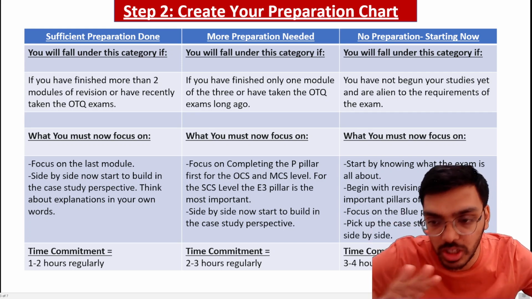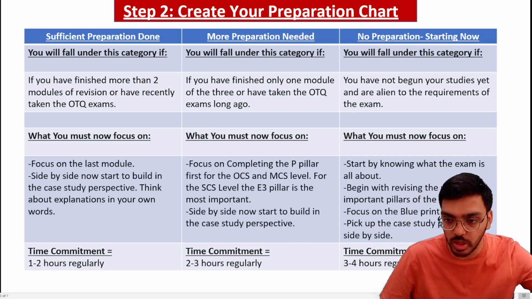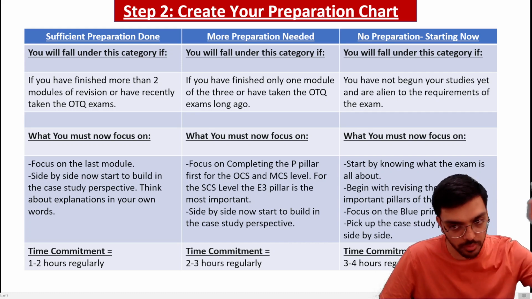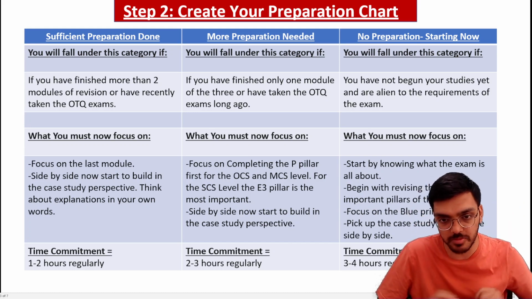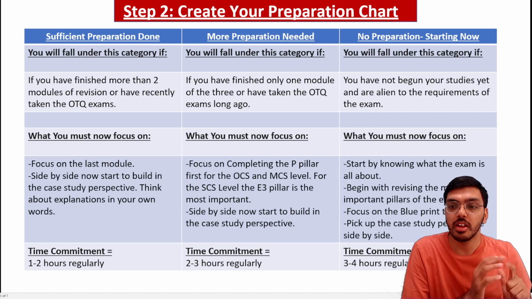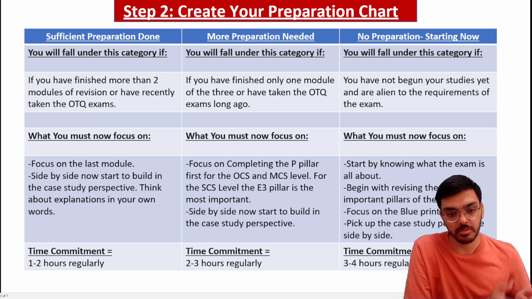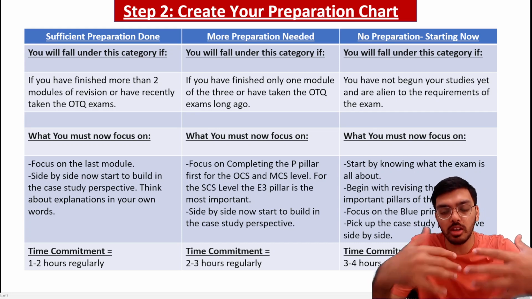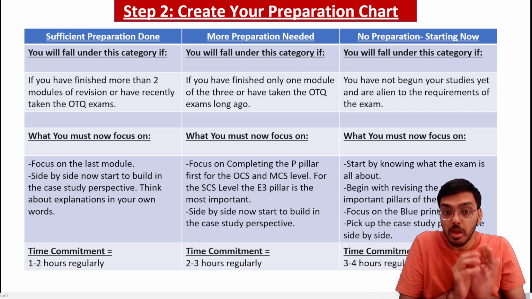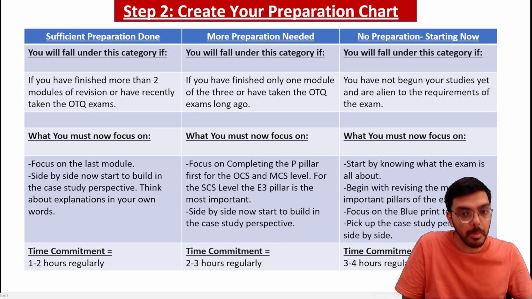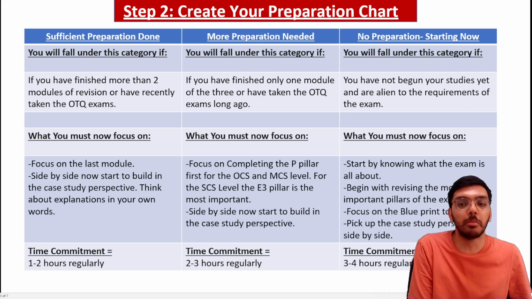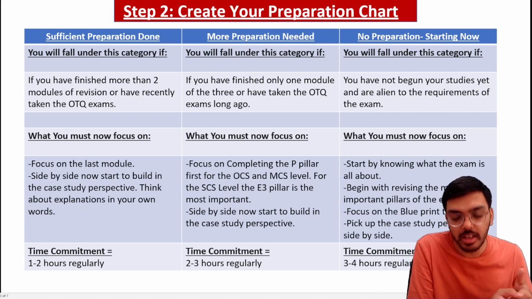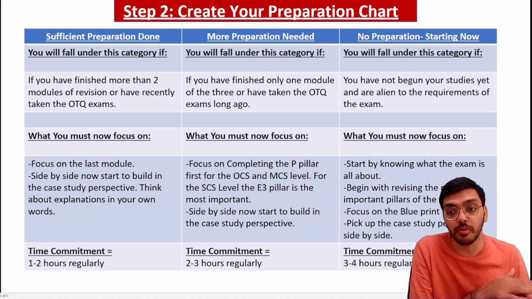It doesn't mean that you don't touch the E and the F pillar. Absolutely not. You have to accomplish it. First P, then F, and then E for OCS and MCS. P pillar is the most important. Then the F pillar, then the E pillar. So eventually the goal is to cover everything. But the major focus will be on the P pillar. For the SCS, the E pillar is the most important. So for the SCS, you do first E, then P, and then F pillar in terms of your revision.